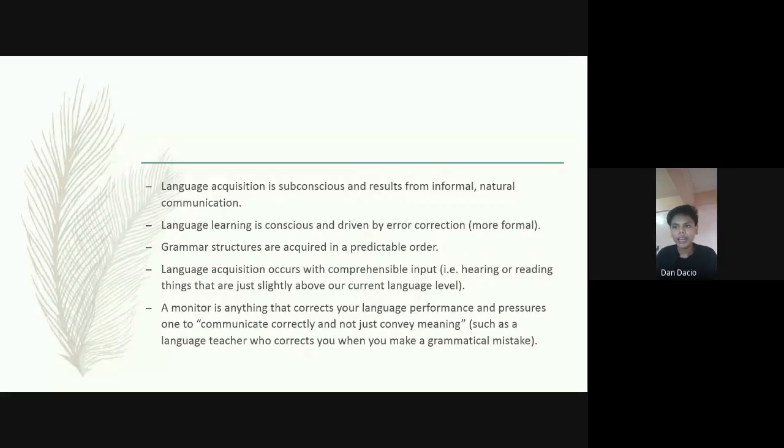A monitor is anything that corrects your language performance and pressures one to communicate correctly and not just convey meaning, such as a language teacher who corrects you when you make a grammatical mistake. So as what I have said earlier, language learning is conscious and driven by error correction. A student or a child learns another language through committing mistakes and then being corrected by his or her professor.